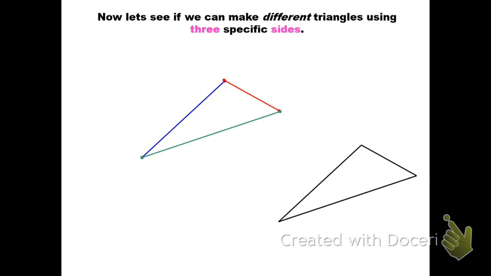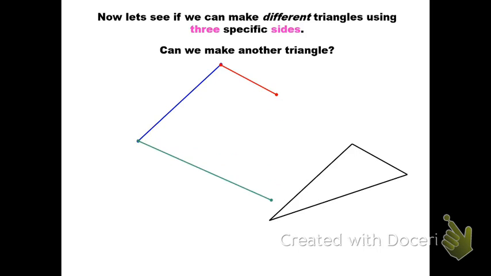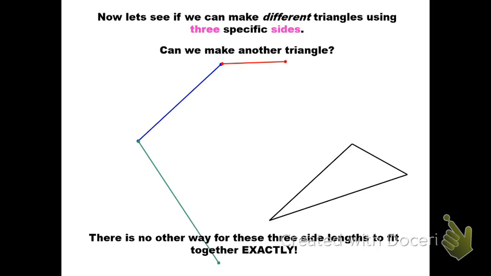Now, is there anything I can do without changing the length of these segments and get a different looking triangle? Now, it's tempting to say, well, let's just move the segment around, rotate it, and then move the other segment to touch. The problem is, if we move the green segment down, the red segment's no longer long enough to touch. That means there's no other way to do it because they only fit in one exact way.